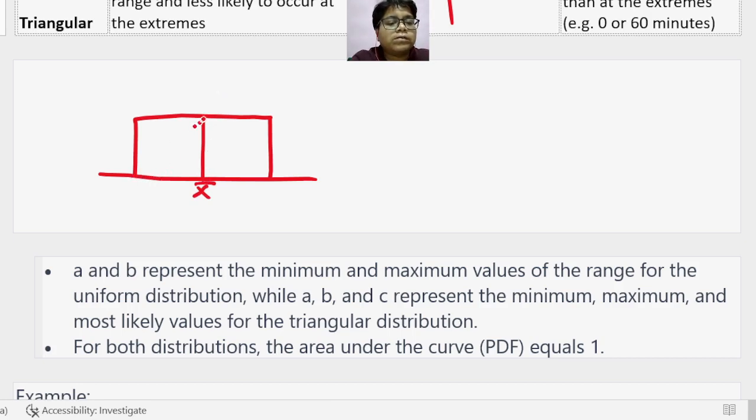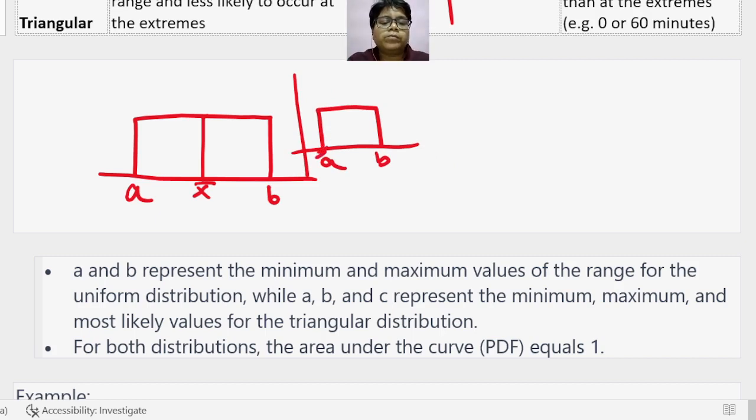So here the symmetricity of the mean actually depends on the range of the interval. Here it is a, here it is b. Sometimes you will also come across a figure like this, where this is a, the minimum, and this is b, the maximum.